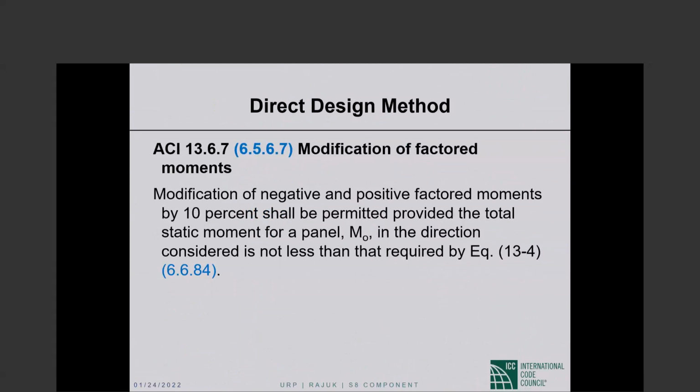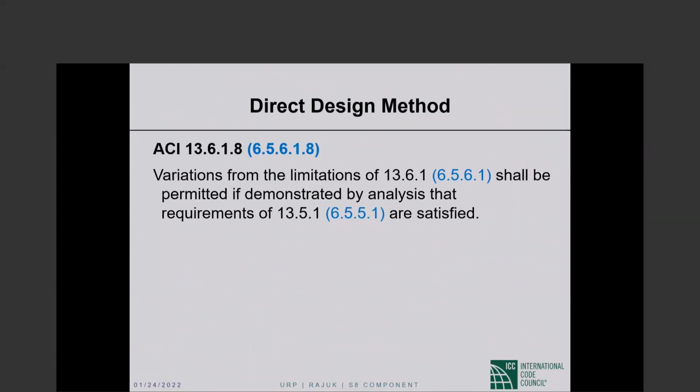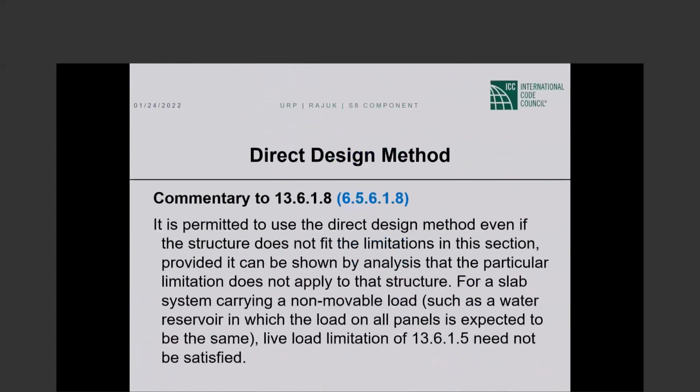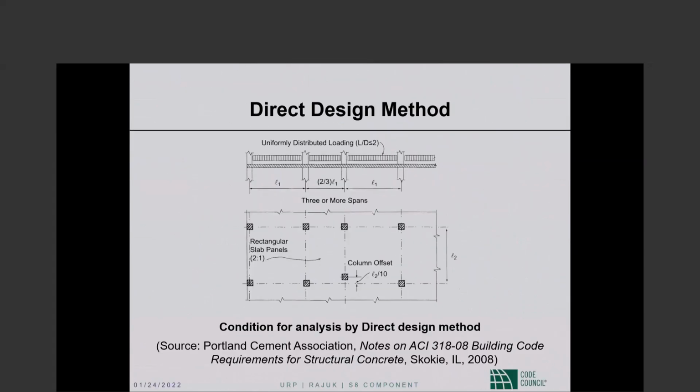Same thing. So modification of negative and positive factored moments by 10% shall be permitted, provided the total, you cannot violate statics. Now, variations from the limitation shall be permitted, demonstrated by analysis. Those things, I don't know how important. This also I will let you read.